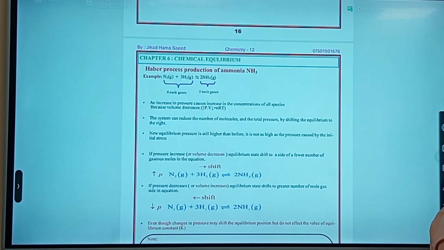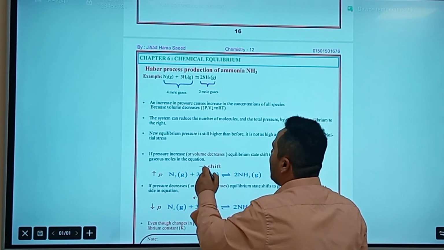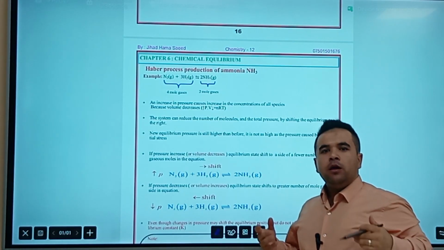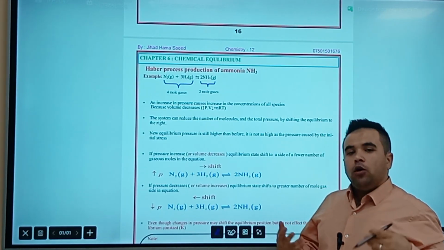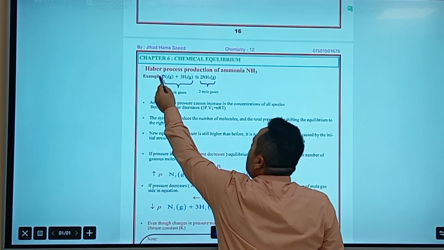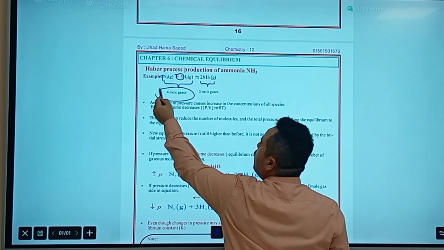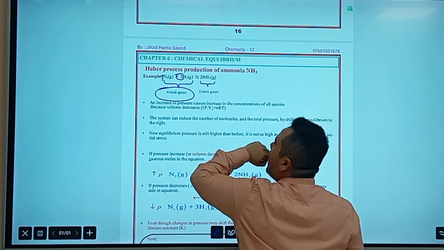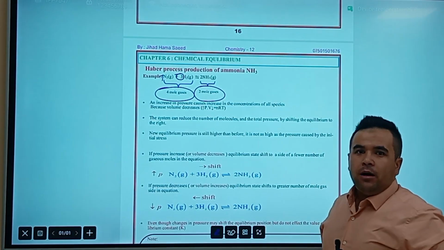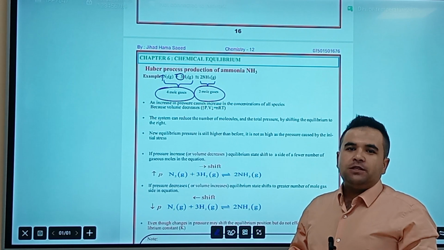Here we have an example: the process for production of ammonia, guys. The Haber process is a method by which ammonia is formed from the elements nitrogen and hydrogen. Here 1 mole of nitrogen reacts with 3 moles of hydrogen, so totally 4 moles of gases exist in the reactant, and they form 2 moles of ammonia in the product. In this case, changing the pressure of the system shifts the equilibrium.